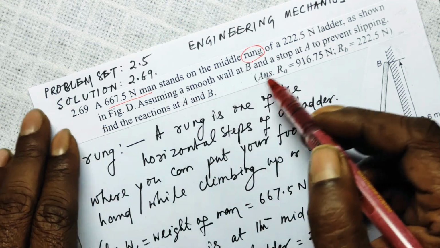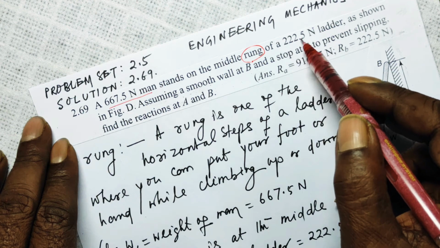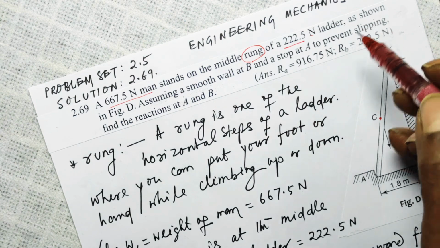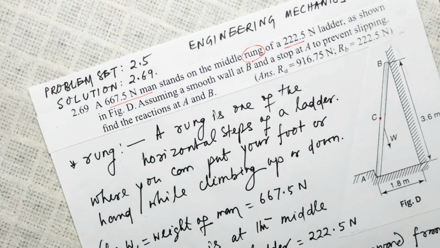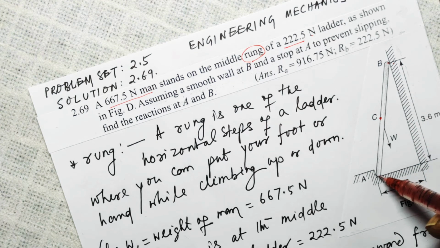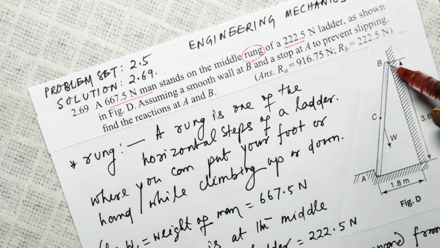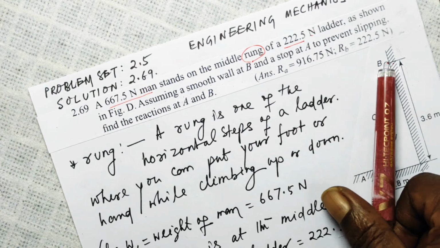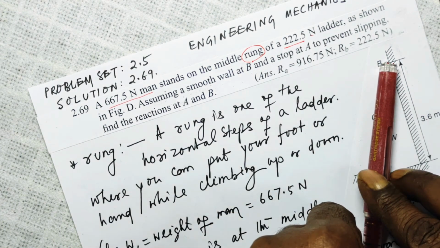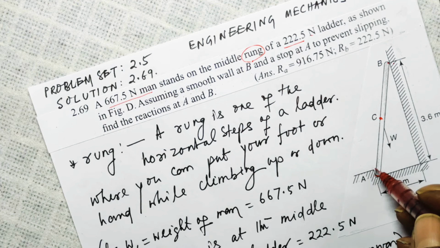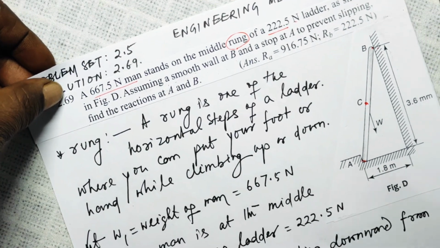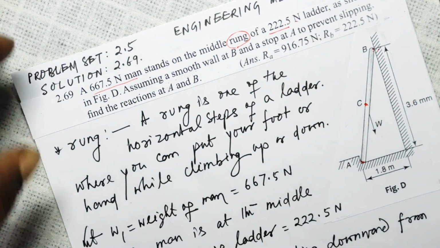Now what is a rung? It will tell you of a 2.5 Newton ladder. The weight of the ladder is 2.5 Newton as shown in the figure. Assuming a smooth wall, a smooth wall at B means there is no force of friction, and there is a stop here at A which prevents this ladder from slipping like this. The ladder does not slip due to this arrangement called a stop. Find the reactions at point A and point B.